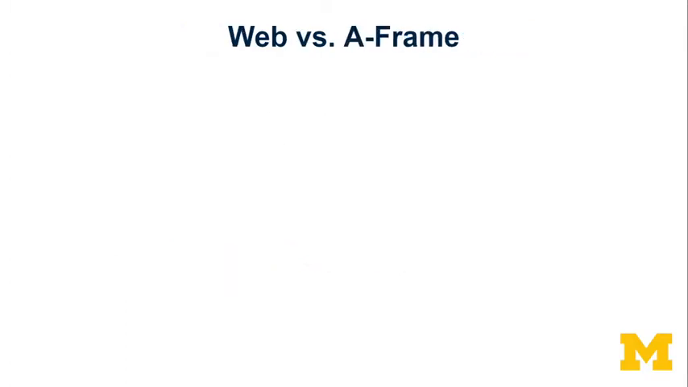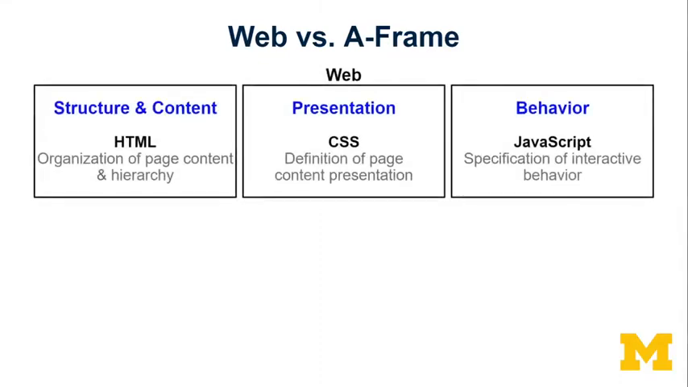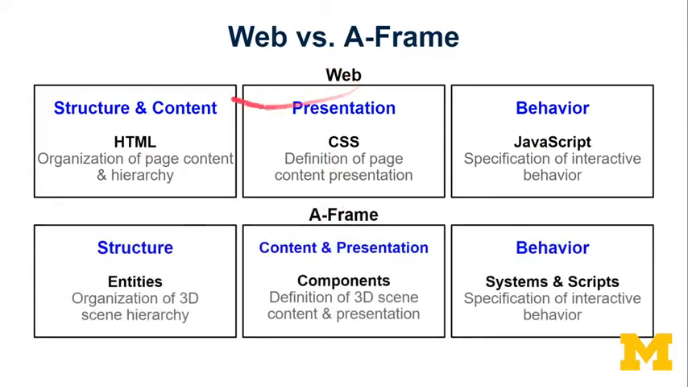So let me go back a little and compare the web versus A-Frame. So when you think of web development, okay, you use HTML to define the structure and content, right? The organization of the page content and the hierarchy. So it's a DOM tree, but not only, because we can also obviously control the presentation through CSS, cascading style sheets, and they define the page content presentation. And behavior we usually do in JavaScript. So how does A-Frame now compare to all this? How does this change? So first of all, I would say with A-Frame we're talking about entities, components, and systems, and then also scripts.